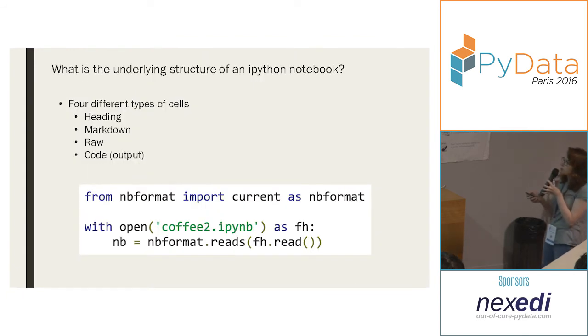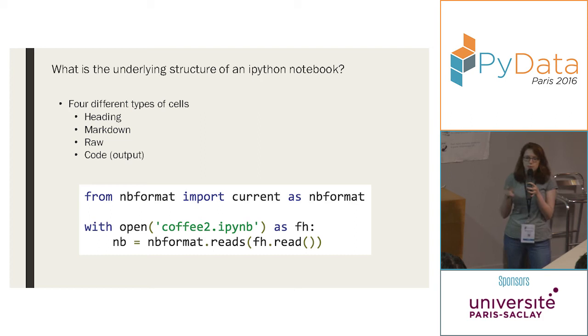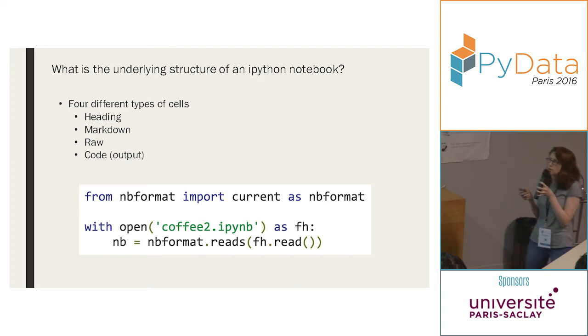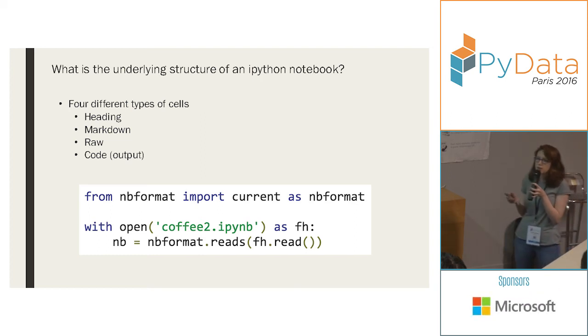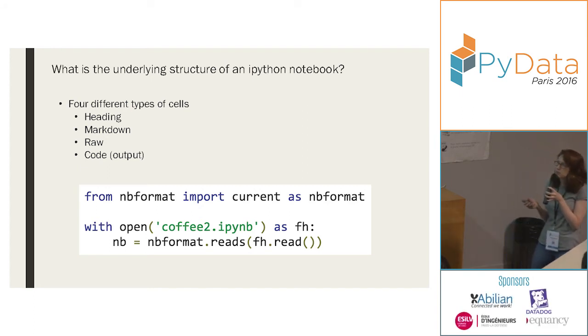So the first thing we have to look at is what is the actual underlying structure of an IPython notebook. And we want to do this because we want to extract part of the source of the notebook. So notebooks have 4 different types of cells. Heading and markdown cells both render to rich structured text. Headings are used to define the outline of the notebook. Markdown is used for text, bullet points, equations, etc.